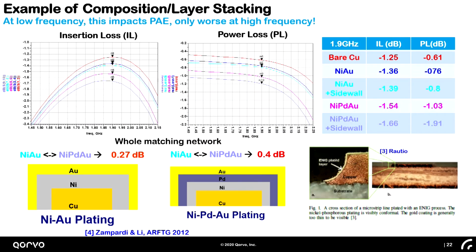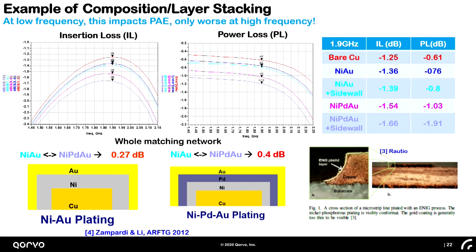This is an example of how the nickel on the sidewall can really kill you. At some point in like 2012, 2013, there was a transition from nickel gold plating on top of the copper to protect the copper from oxidizing to nickel palladium gold. And when they did this, they made the gold a lot thinner. So you could see all of a sudden your loss is going up a lot. And this was a simulation showing bare copper, nickel gold on top, and then when you put it on the sidewall, what happens? And that was really the thing.